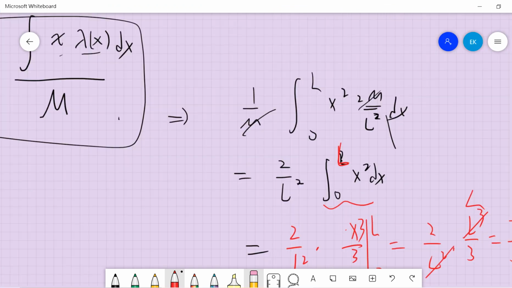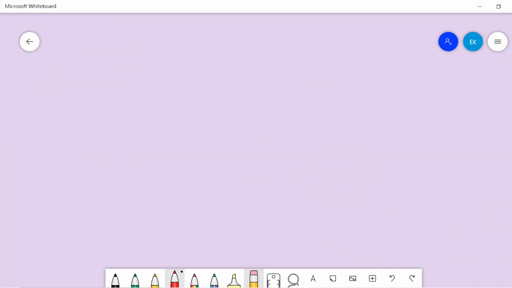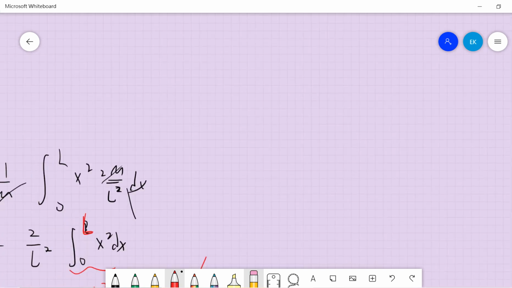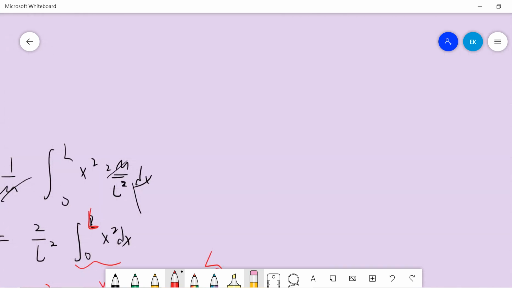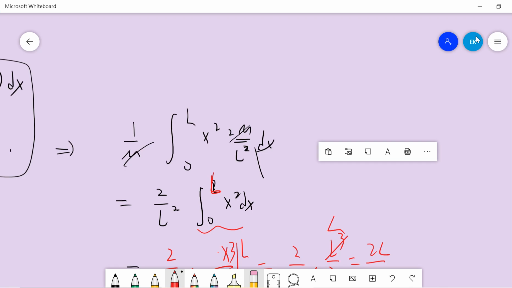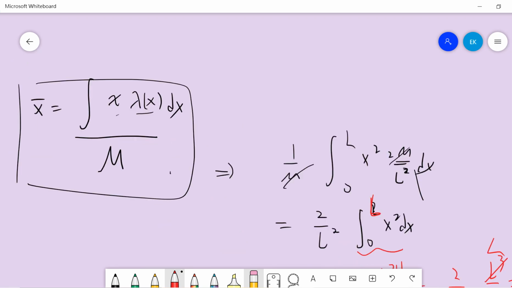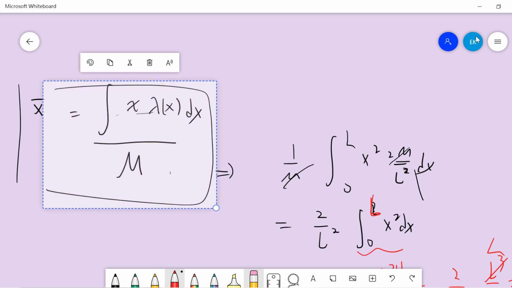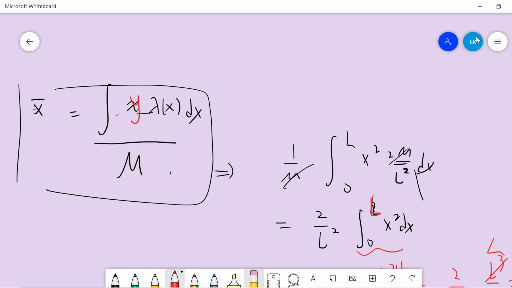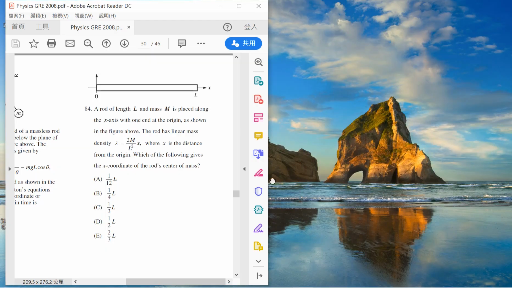So just use this formula and calculate the center of mass. This formula basically comes from calculus, so nothing is special. Okay, sorry about that. If you want to calculate y, then you can just change this x to y. If you want to calculate z, just change x into z. Okay, so I think it's enough for this video.